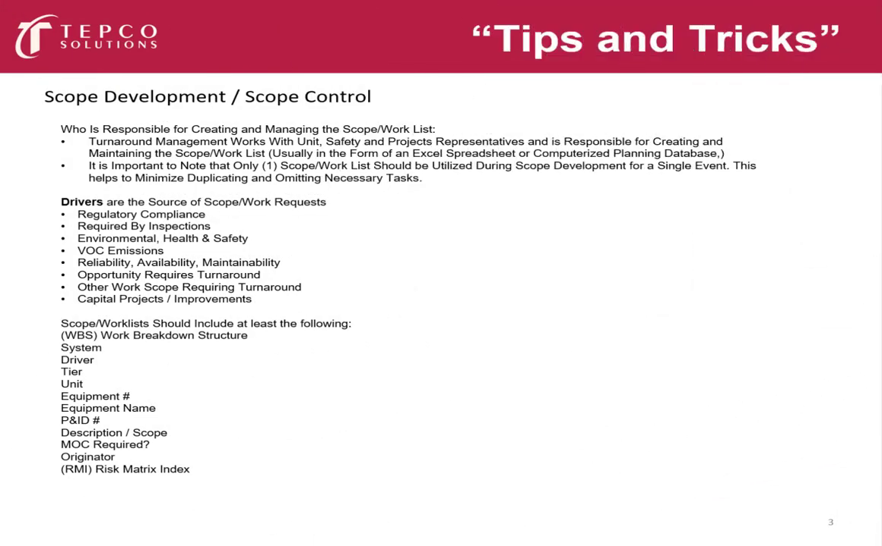I want to talk a little bit right now about scope development and scope control, and who is responsible for creating and managing the scope or work list. The turnaround manager is typically going to work with the unit, safety, and project reps to create the list. The turnaround manager is responsible for maintaining the scope list, and it's usually done in the form of an Excel spreadsheet or other computerized planning database.